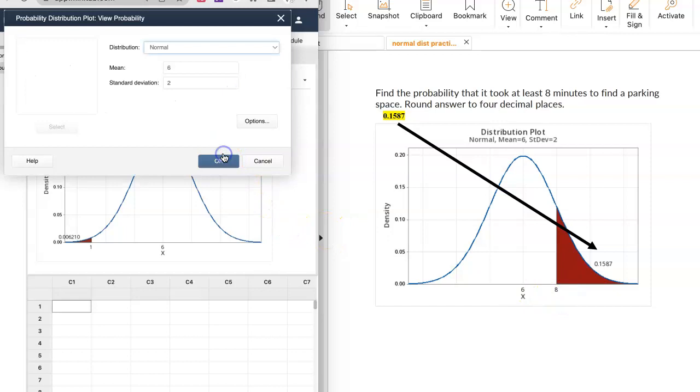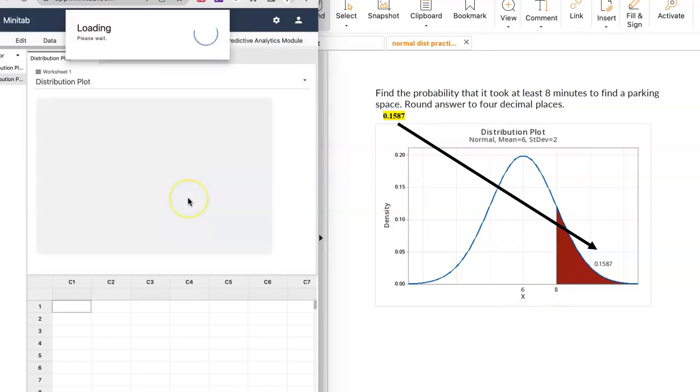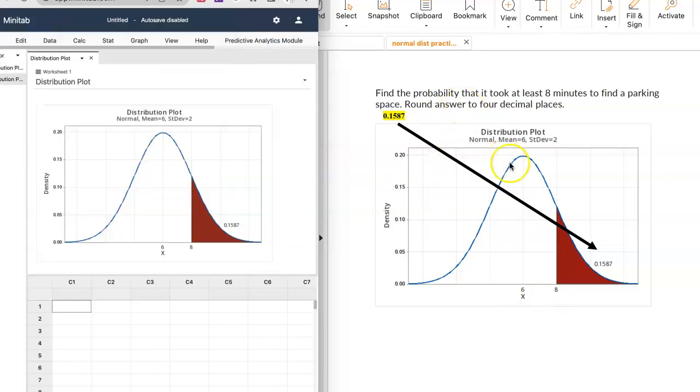And if we click OK and OK, then we get this beautiful graph, and it shows us everything over here is what we're looking for, greater than 8. So make sure the picture shows what you're looking for, and then your probability is always going to be up here to show the probability of the score landing in this area. That probability is 0.1587 rounded to 4 decimal places, which means you have a 15.87% chance of it taking more than 8 minutes if you wanted to think about it percentage-wise.